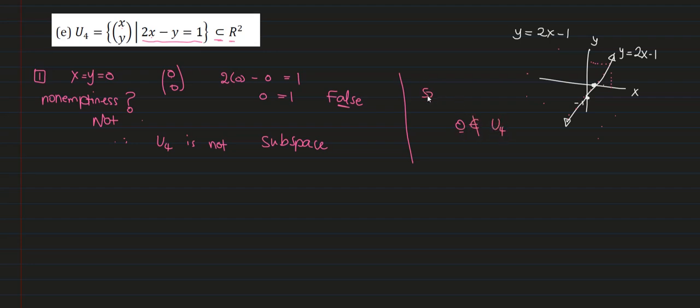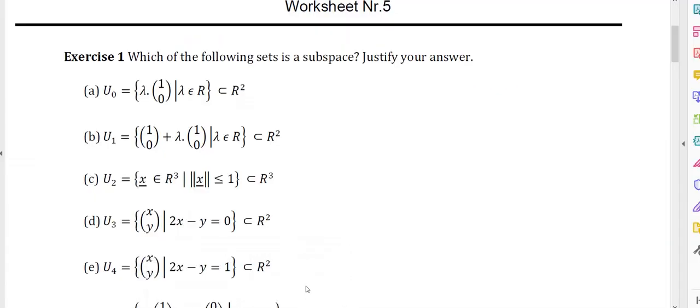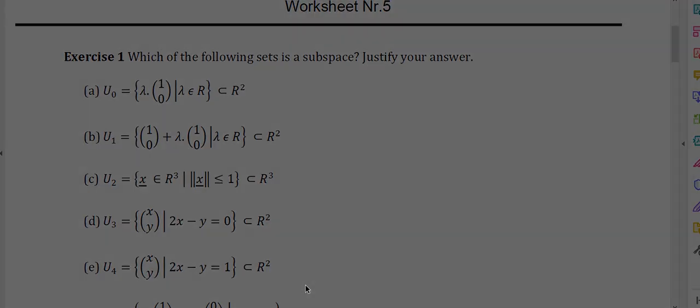Okay, this is solution number 2. You can say that 0 does not belong to U4 and therefore conclude directly that U4 is not a subspace. Okay, so it's as easy as that. Now let's take the other example in exercise 1, that one.